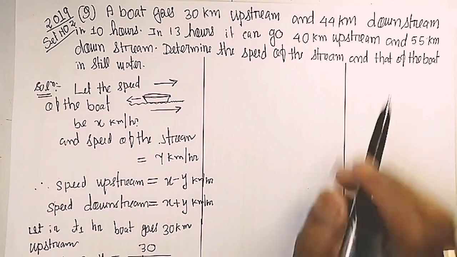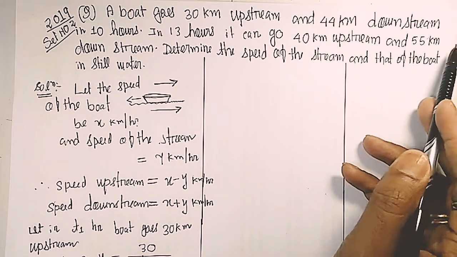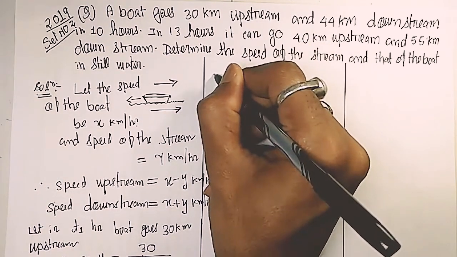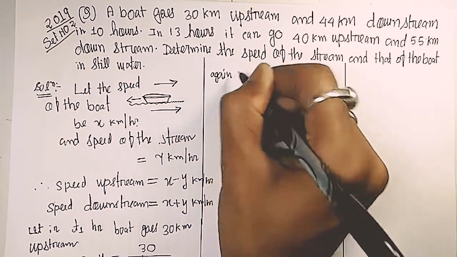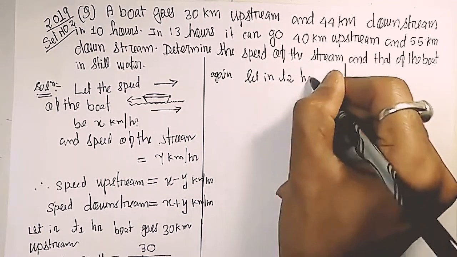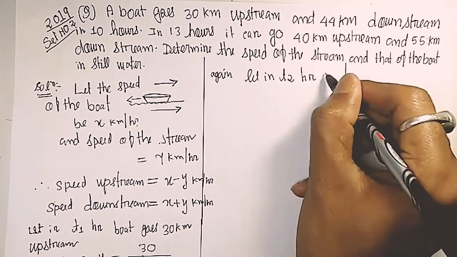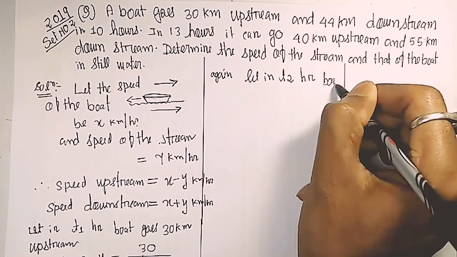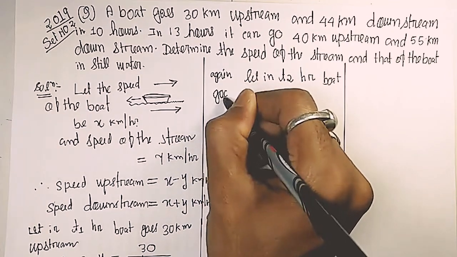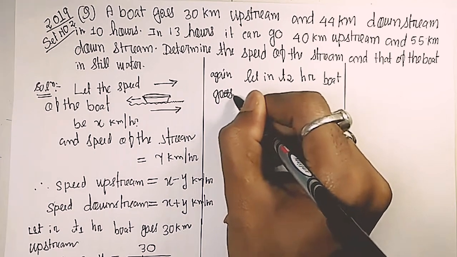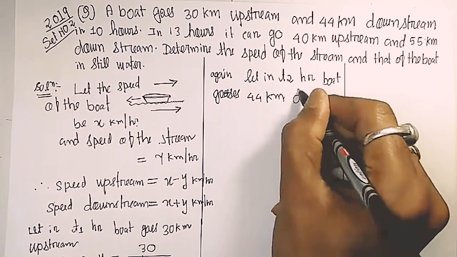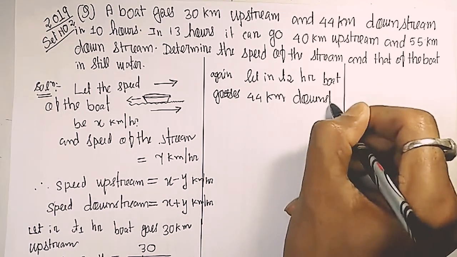Similarly, 44 kilometer downstream. So again, let in T2 hour the boat goes 44 kilometer downstream.